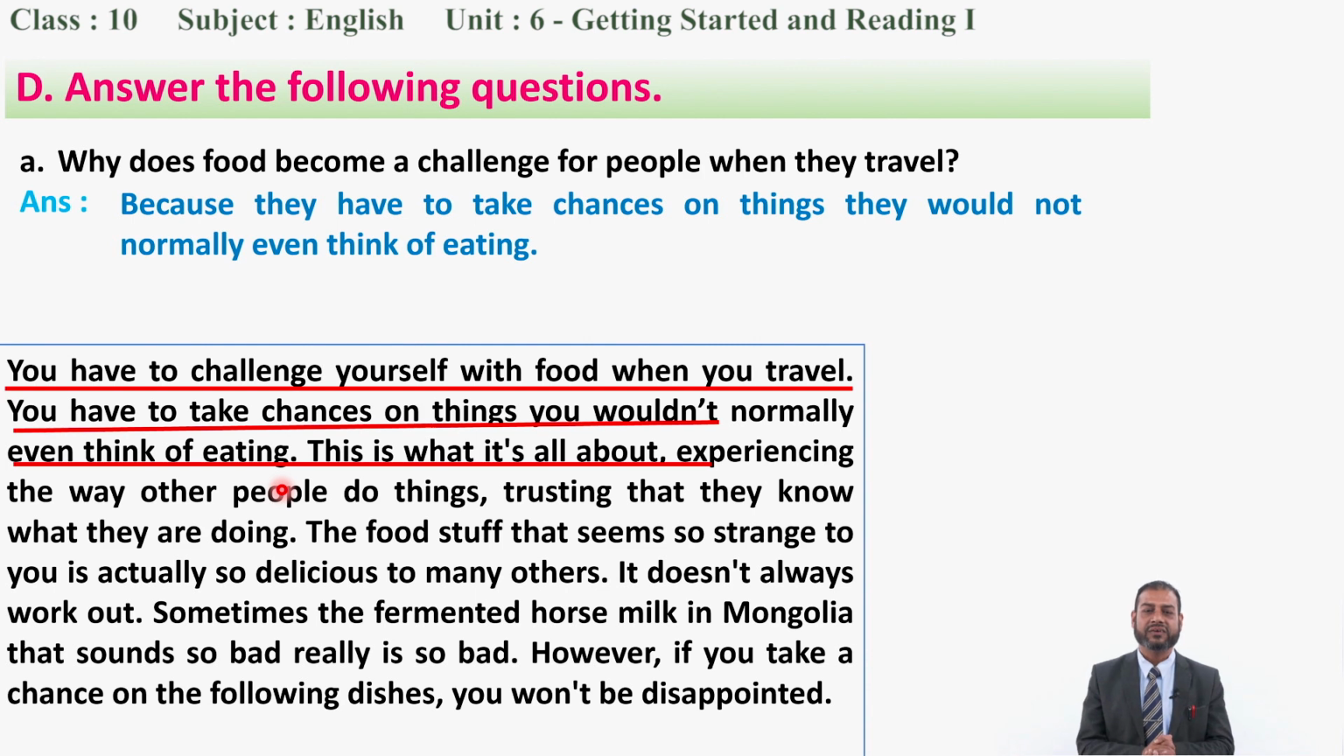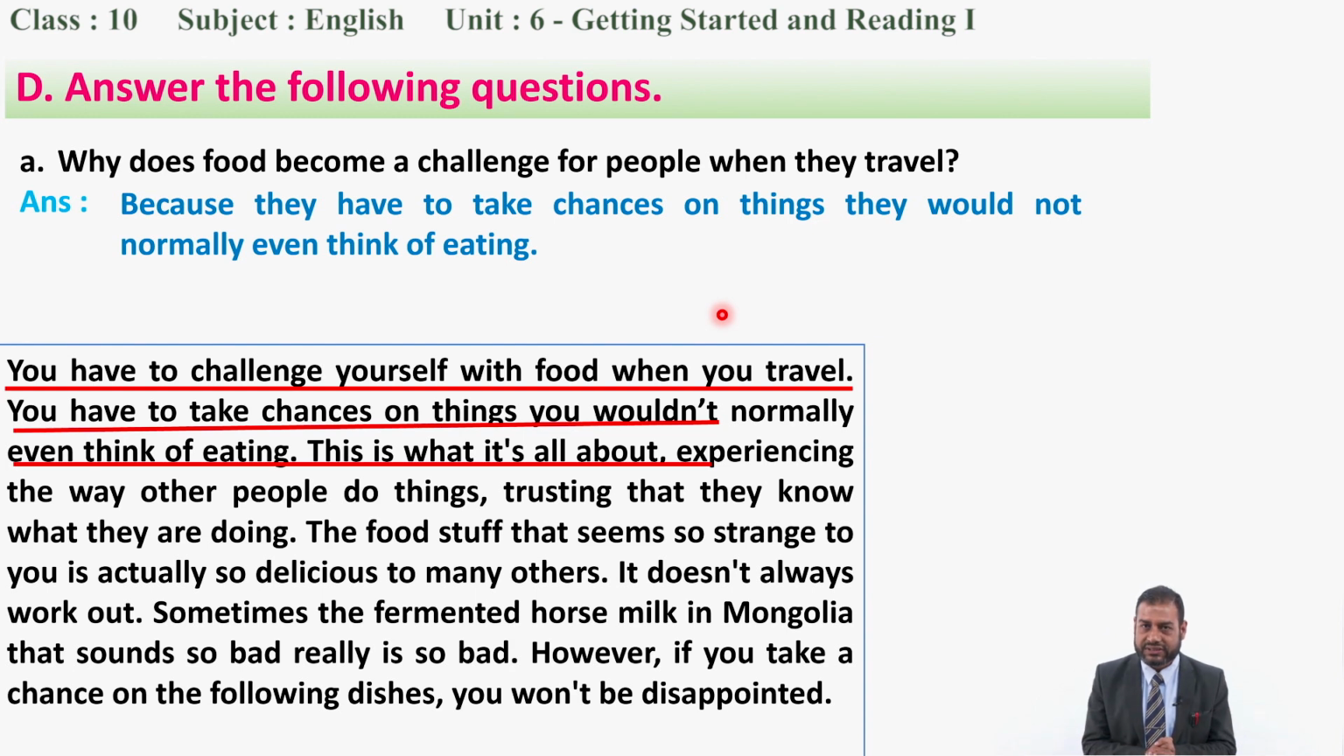See, this is the right answer, because they have to take chances on things they would not normally even think of eating. So it means that when we go to a new place and the food is strange to us, new to us, and we haven't tasted it at that time, it would be really difficult for us to taste that food. So you can find, see, you would not normally even think of eating. So you can write down the answer from these lines.